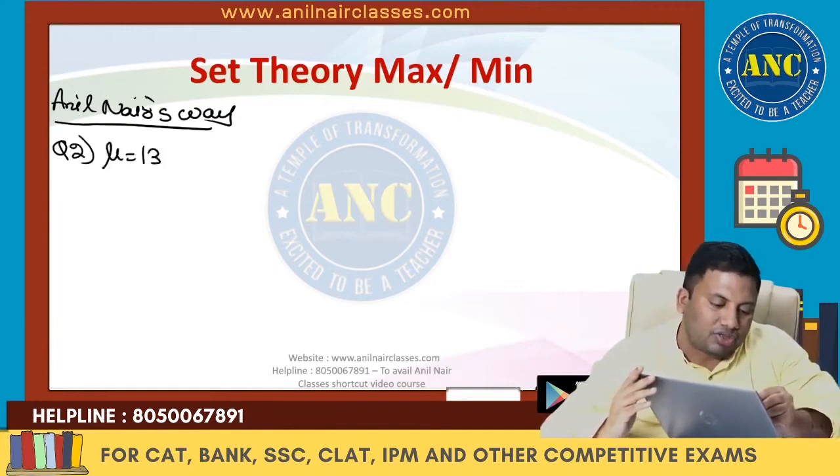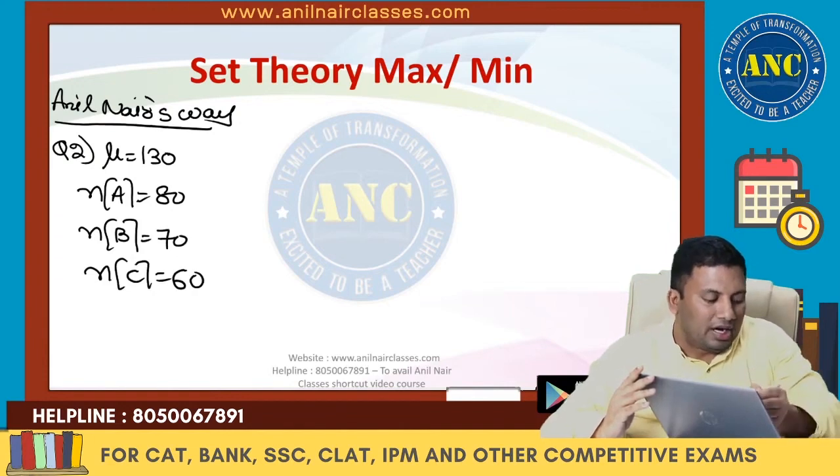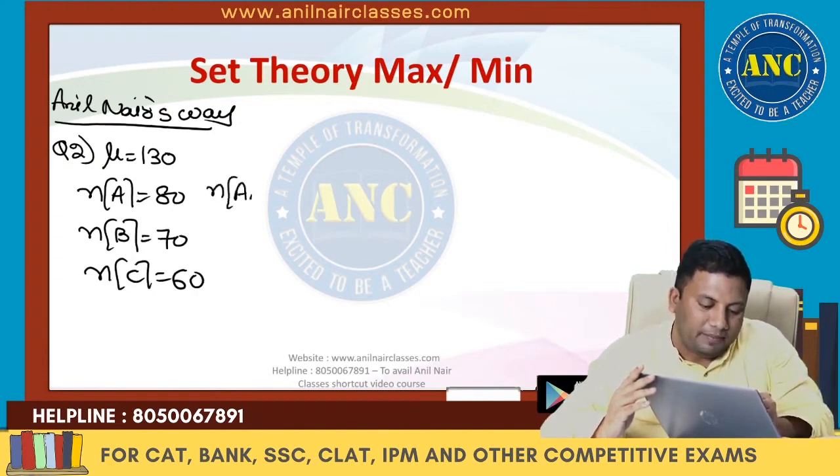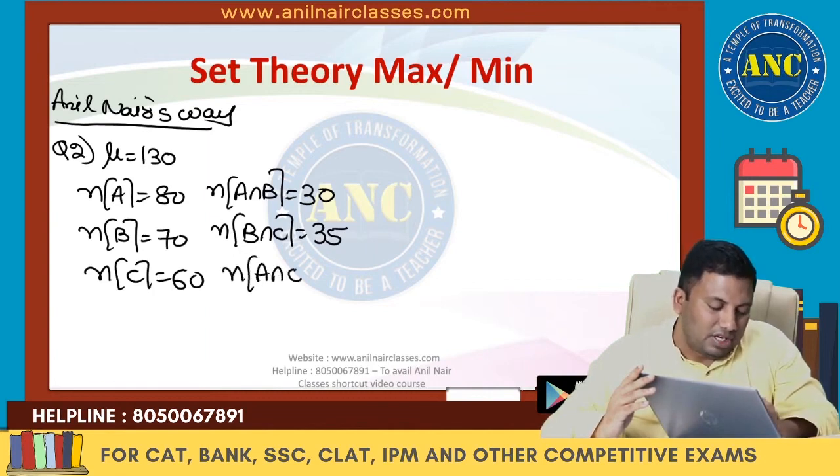Mu is 130. N of A is 80. N of B is 70. N of C is 60. N of A intersection B is 30. B intersection C is 35. A intersection C is 40.